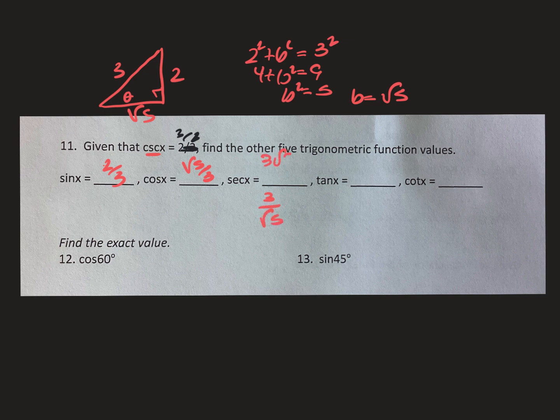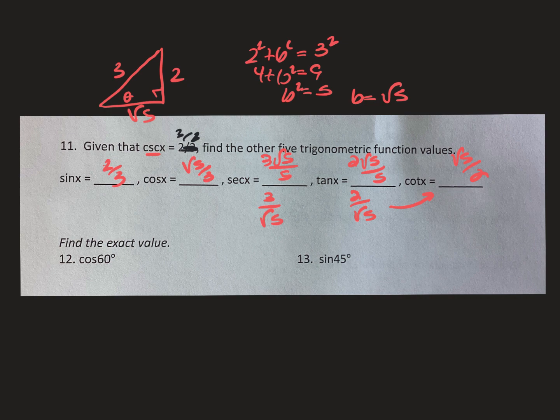Remember, take the radical to the top, take the number out on the bottom. It always works with square roots. Tangent, opposite over adjacent, do the same thing. Square root to the top, take the number on the bottom. Cotangent, I'm just going to flip that one because they're reciprocals. Square root of 5/2.